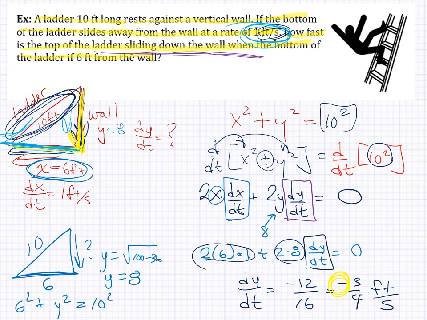But anyway, to answer this question, the answer would be the change in y with respect to t, or the rate at which the ladder is sliding down the wall would be a rate of 3/4 feet per second. Okay? And it's negative because it's changing in a negative direction. It's getting smaller.